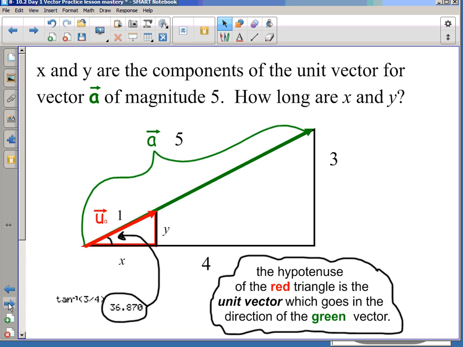And let's look at a fairly straightforward one. In this case, vector A is 5 units long. It has a length of 4 units in the I direction and 3 in the J direction. But if we don't want to deal with a 5, we want to deal with a 1 as a standard length, we need to convert all those ratios down to a similar triangle. The hypotenuse of the red triangle is the unit vector, which goes in the direction of the green vector.